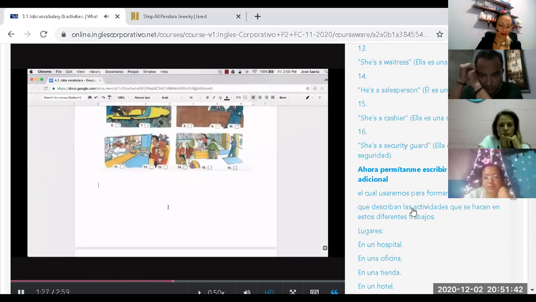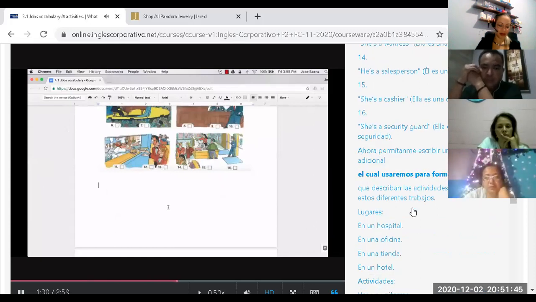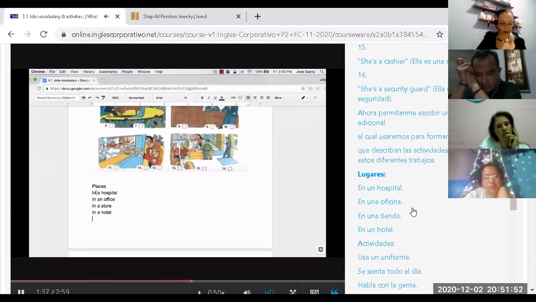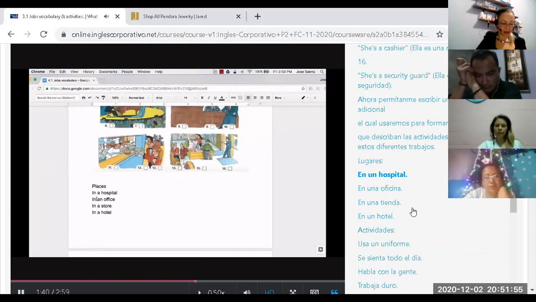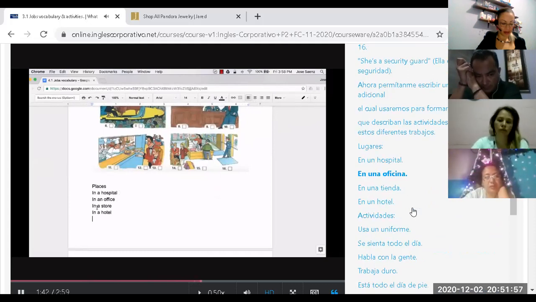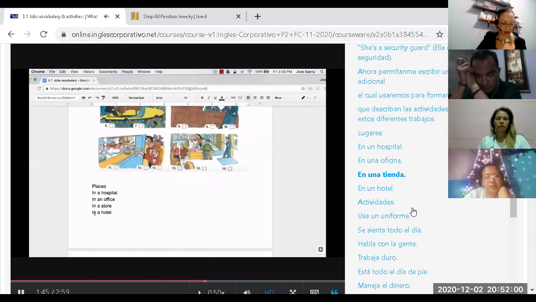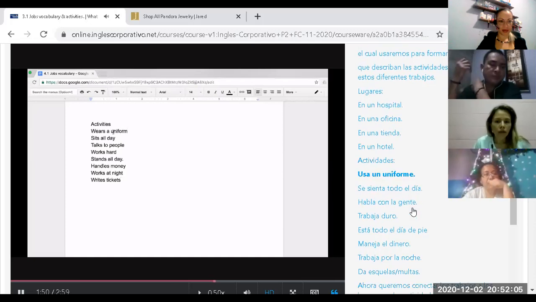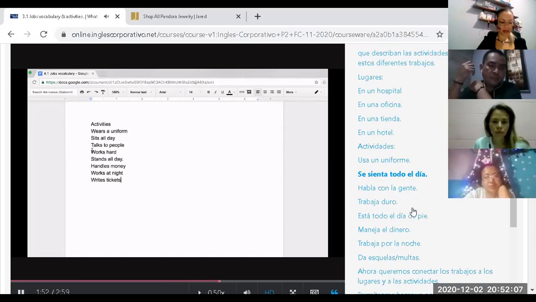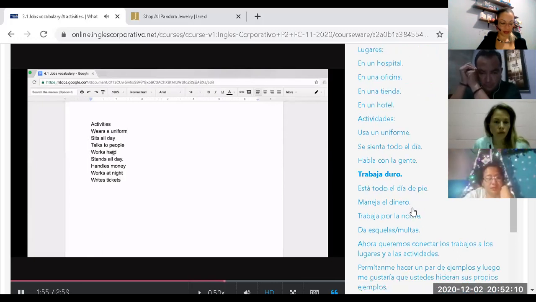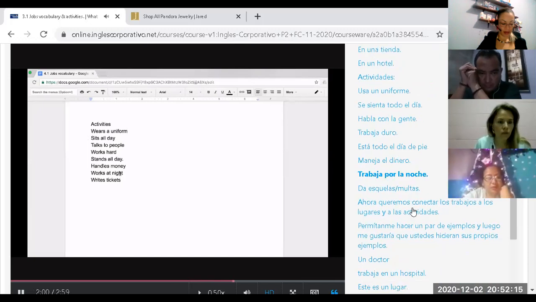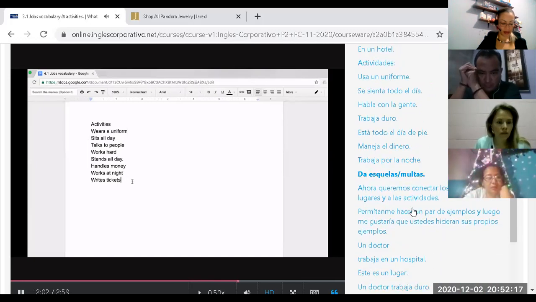Now, let me write some additional vocabulary, which we will use to make sentences which describe the activities that these different jobs do. Places: in a hospital, in an office, in a store, in a hotel. Activities: wears a uniform, sits all day, talks to people, works hard, stands all day, handles money, works at night, writes tickets.